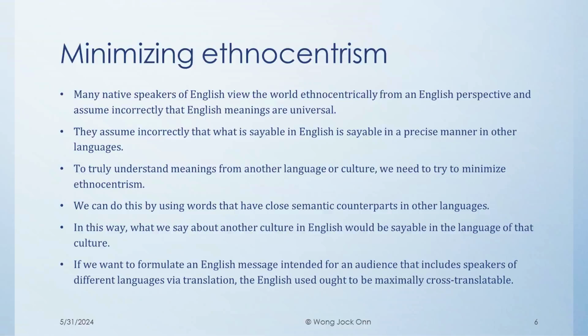To truly understand meanings from another language or culture, we need to try to minimize ethnocentrism. We can do this by using words that have close semantic counterparts in other languages. In this way, what we say about another culture in English would be sayable in the language of that culture. It follows that if we want to formulate an English message intended for an audience that includes speakers of different languages via translation, the English used ought to be maximally cross-translatable. When engaging in intercultural communication, we need to be mindful of semantic differences across cultures.